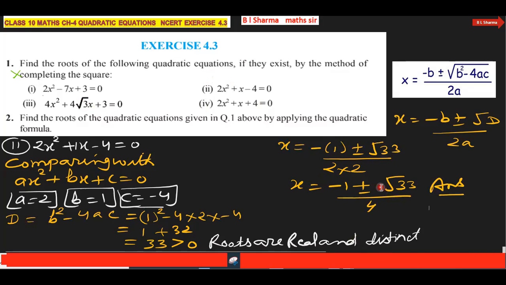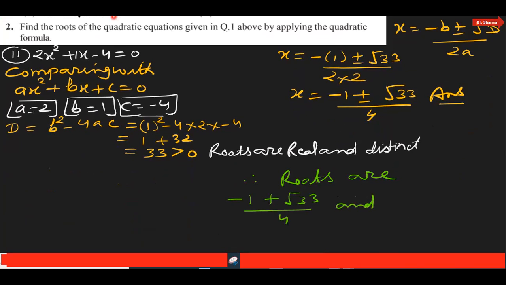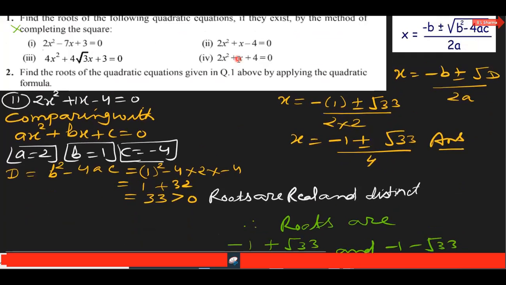You can write it combined. आप चाहो तो इसको separately भी लिख सकते हो, -1 plus square root of 33/4 and -1 minus square root of 33/4. Otherwise, this is also the correct answer of this question. These are the correct roots. So finally, we can write, therefore, roots are -1 plus root 33/4 and -1 minus root 33/4. Answer. And that's all for this question.